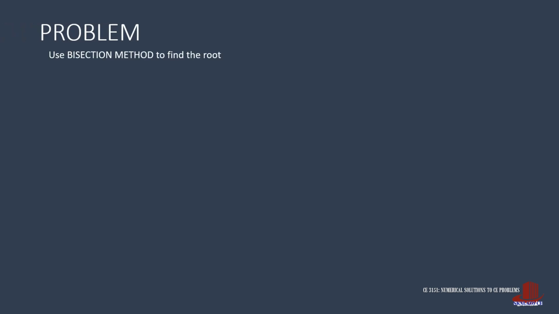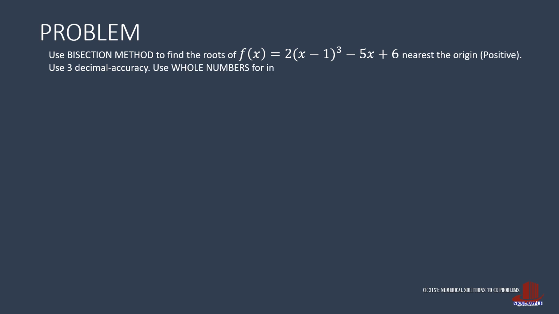Let's use the bisection method to look for the root of the function 2(x - 1)^3 - 5x + 6. The root is near 0 and it must be positive. The accuracy required for this problem is 3 decimals, and the initial values should be whole numbers. Just like the other methods, we determine the initial values by plugging in assumptions. These assumptions are based on the given requirement of near the origin and should be positive.